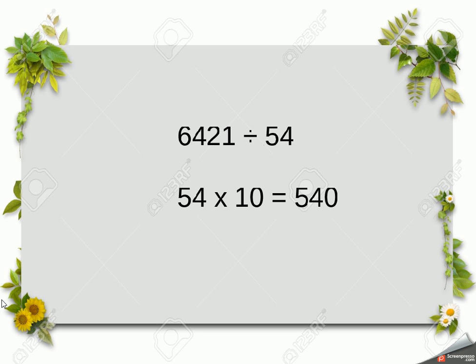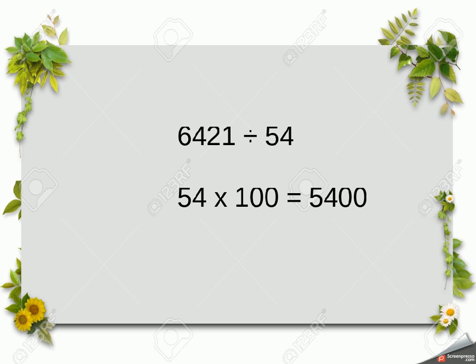I could, however, check to see if I can take more out than that. For instance, 54 times 100, another 0 on the 54, is 5,400. And a quick check tells me that 5,400 is actually less than the number I'm dividing from. It is less than 6,421. So I can take it from it.